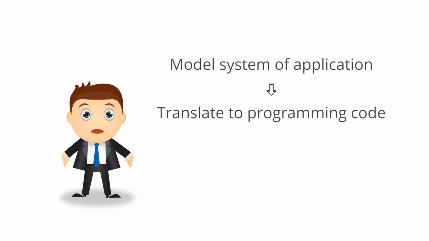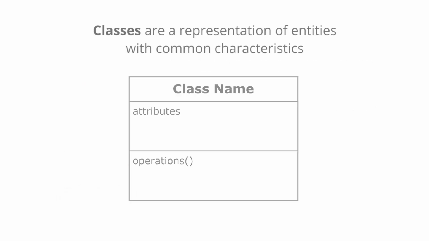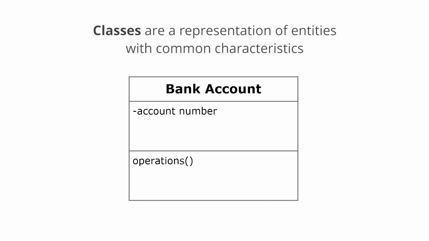Let's look at some of the basic class diagram symbols and notations. Classes are a representation of entities with common characteristics. We illustrate classes with rectangles divided into compartments. Place the name of the class in the first partition, centered, bolded, and capitalized. List the attributes in the second partition, left aligned, not bolded, and lowercase, and write operations into the third.